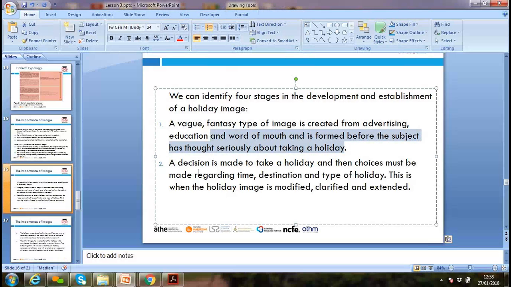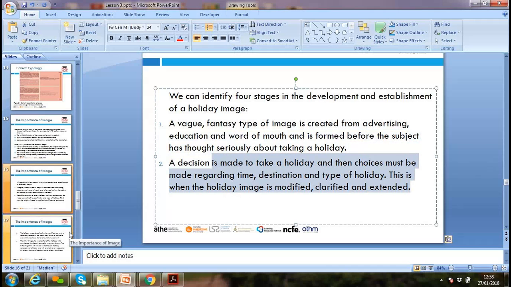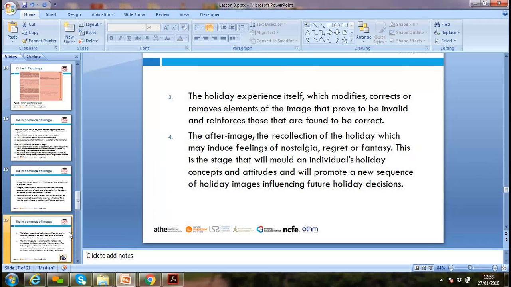Then the decision is made to take the holidays, and the choices must be made: what time of the year and what destination. And then the holiday image could be modified, clarified and extended. It's all about how we can really launch our product to meet the individual, and we need to embed the cultural element with it, so that it could change the consumer perception.